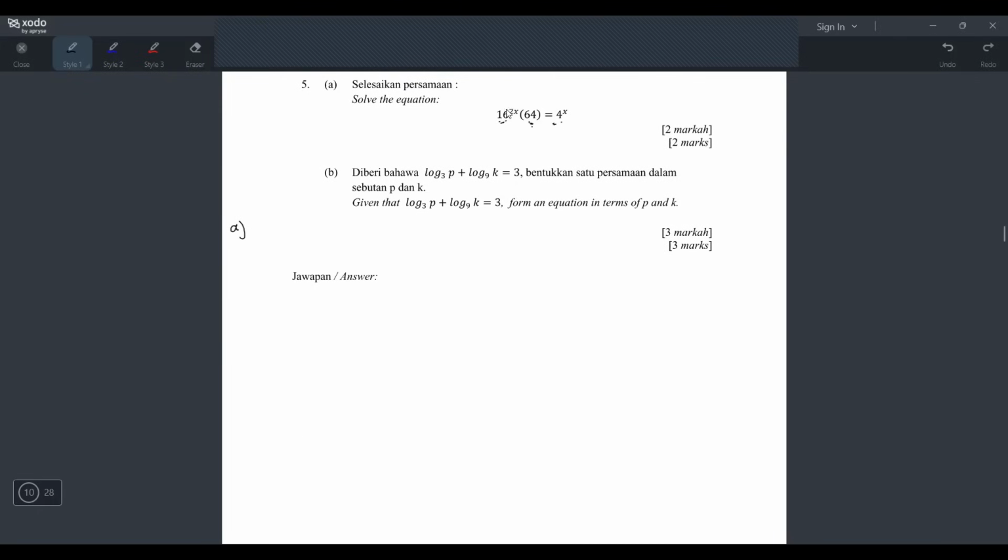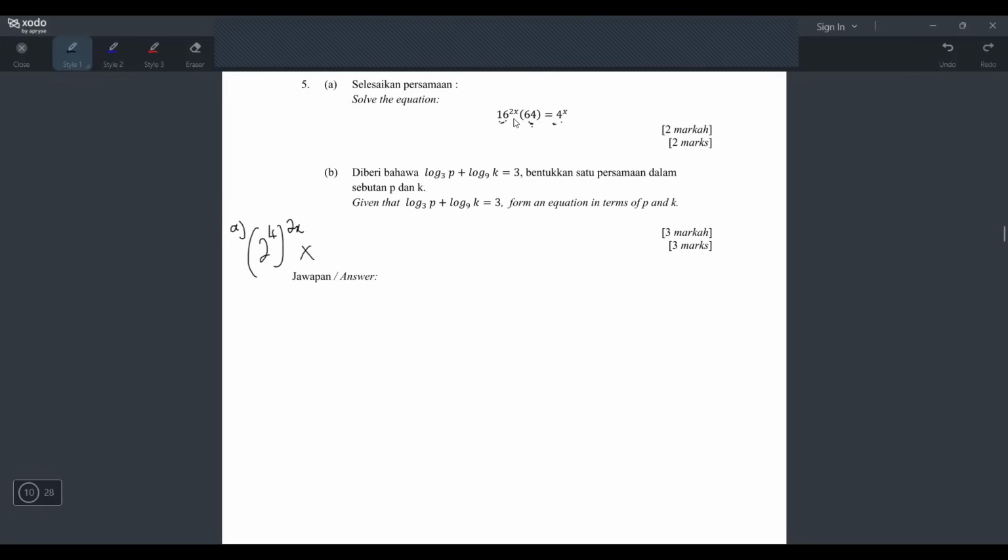So 16 can change to what base? Can change to base 4, right? But it's not the smallest. I want the smallest. So the smallest base that 16 can change to is base 2. So 2 power 4 is 16. But don't forget, there is power 2x here, so I have to put a bracket and write like this. And if there's nothing in between, it means times.